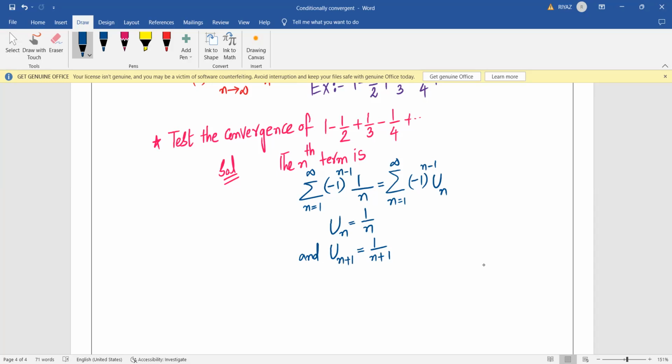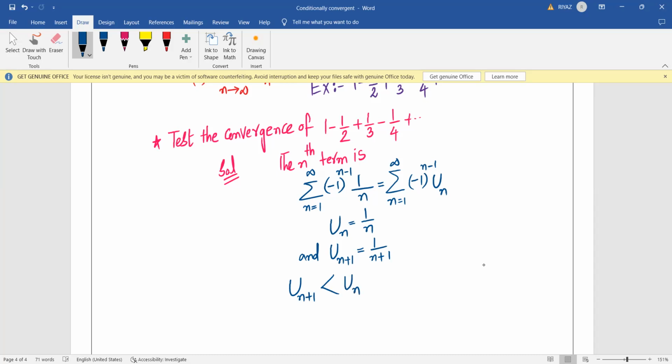We have to check the conditions, not the ratio test. This is satisfying both of the conditions. This one, un plus 1 value is less than un.